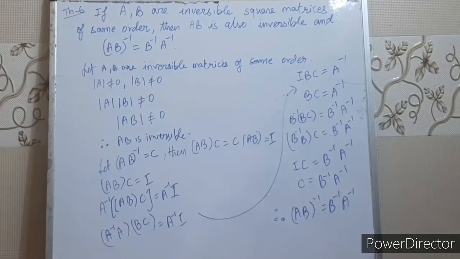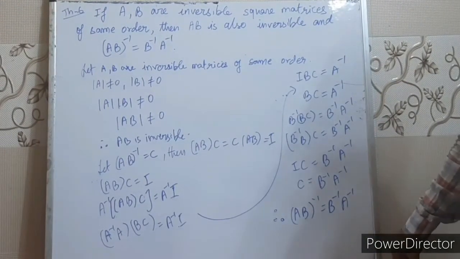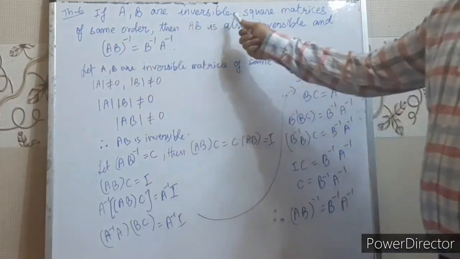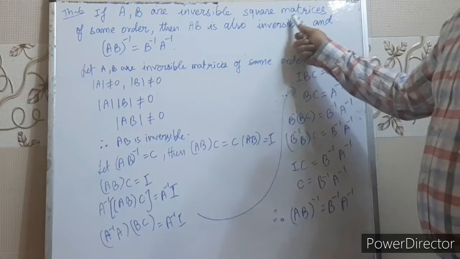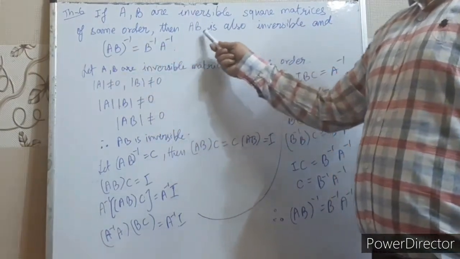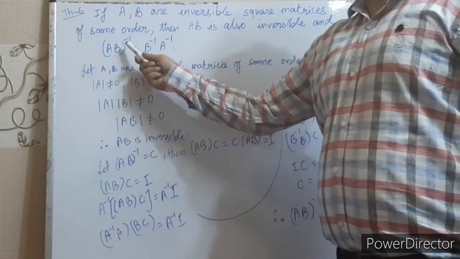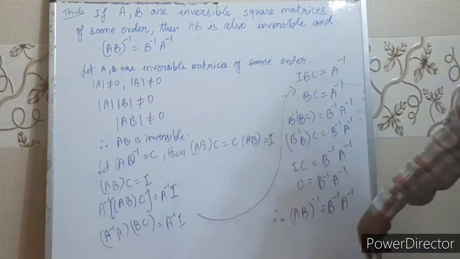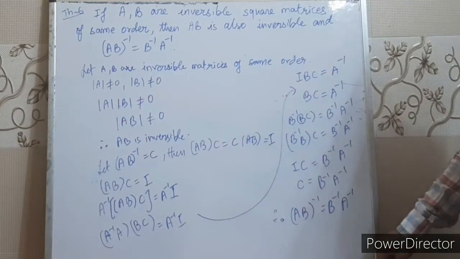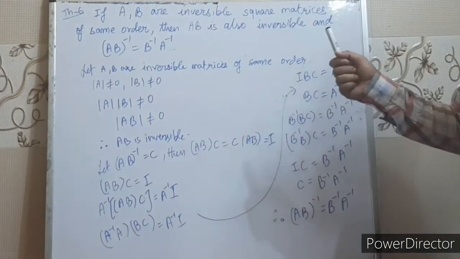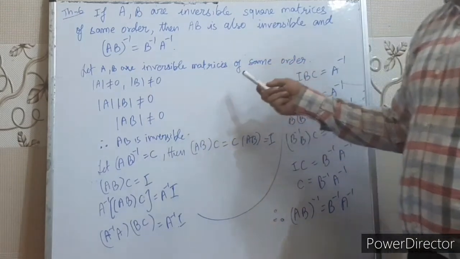Now, children, we are going to discuss another theorem which states that if A and B are invertible square matrices of the same order, then AB is also invertible and (AB) whole inverse equals B inverse into A inverse. Right, children? It is given that A, B are invertible matrices. Okay, let's see how we are going to prove this.